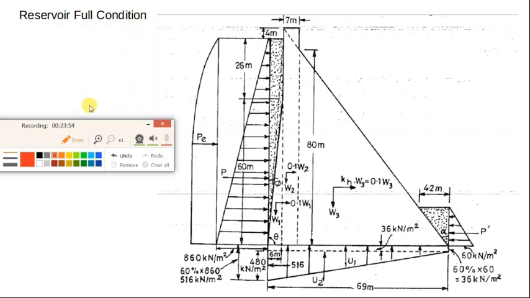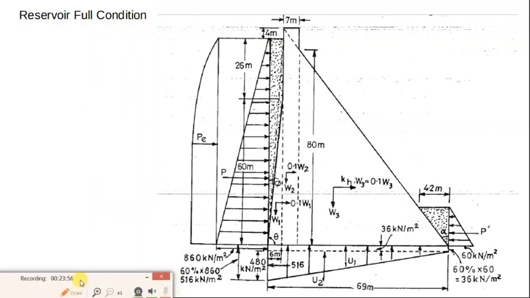In the reservoir full condition, there will be additional forces in addition to earthquake and dead load. There will be water pressure as well as uplift pressure. So now we will discuss water pressure and uplift pressure one by one. How to calculate water pressure? The water pressure distribution diagram is triangular, that is hydrostatic pressure. So the variation is shown here.